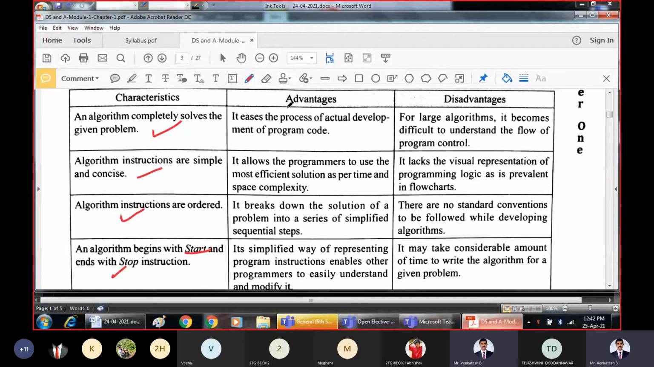And what are the advantages of going for an algorithm? Before you go for writing the program itself, it is better to write the algorithm. Why? It's going to make it easy to develop the program code at the end. We can first get a rough idea by writing the algorithm before we develop the program. So it allows the programmer to choose the efficient solution by considering the time complexity and the space complexity. Whenever you develop the algorithm, it will tell us how much time this algorithm is going to take.